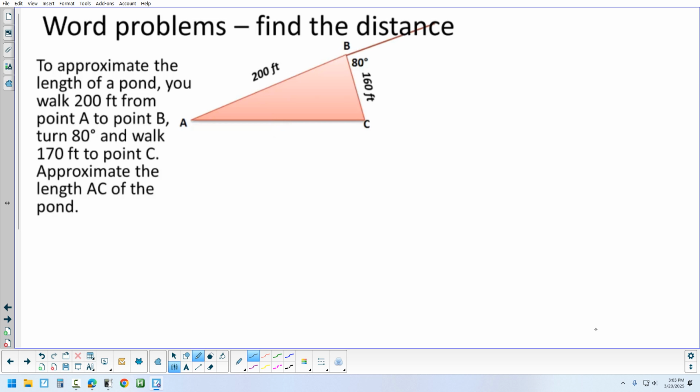So for this one, it says that you've walked from point A to B, and it's 200 feet, and then you turned, at least the way I'm interpreting it, you turned 80 degrees, and that's this angle outside there. That's where they labeled it. So that's 80 degrees, and then you walked 170 feet towards point C, or, well, I guess we need to pick which number we want to use. Let's make it 160, because that's what it says in the diagram. All right, so it's 160 feet. And now find the length of AC.